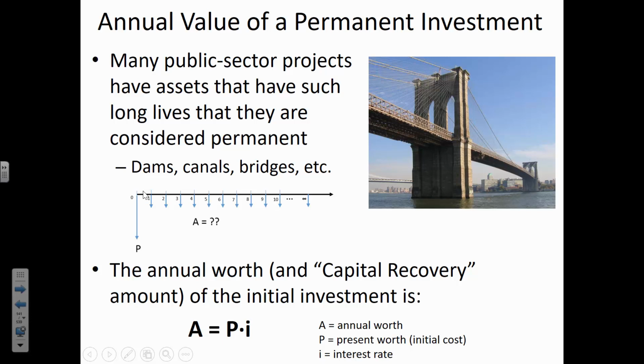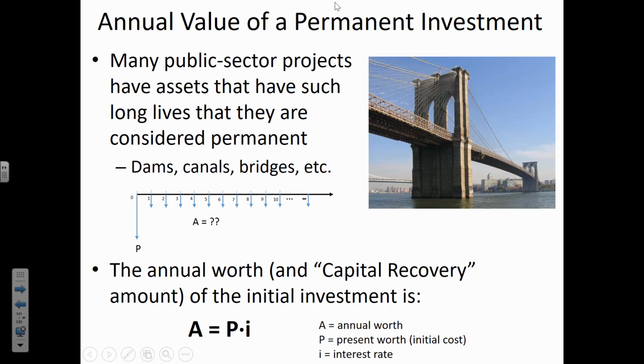So if you spent, say, $100 million to build the bridge, how much revenue do you have to collect each year to cover that cost? Well, it's essentially the present amount multiplied by the interest rate that would tell you the capital recovery. This phrase, capital recovery, means the initial amount that you paid, how much you have to receive in revenue each year to justify that expense.